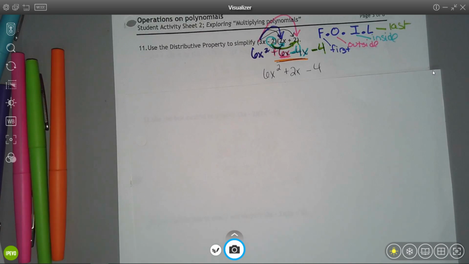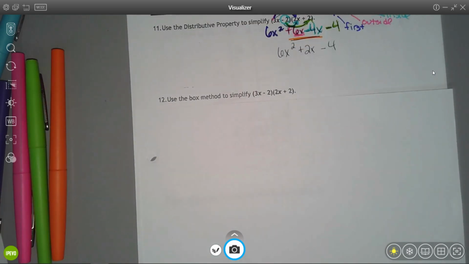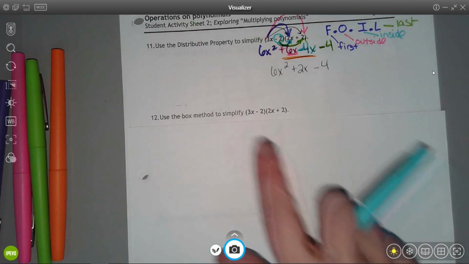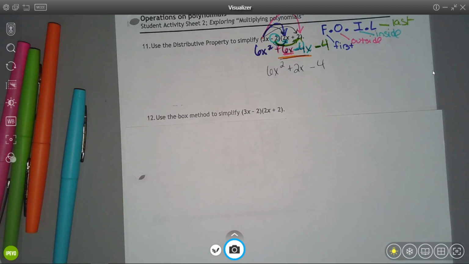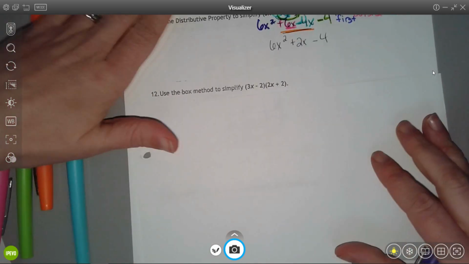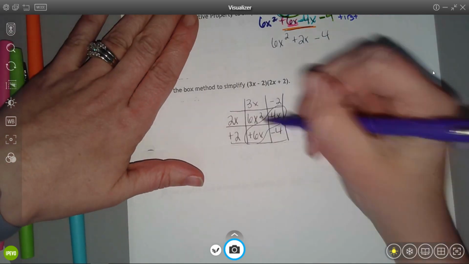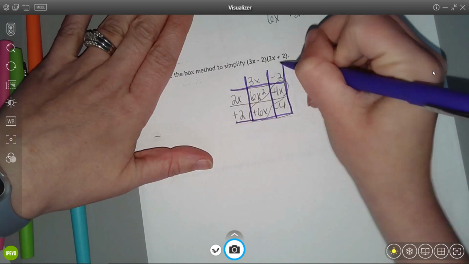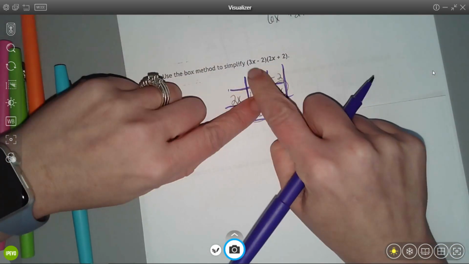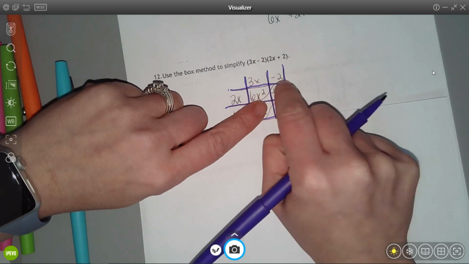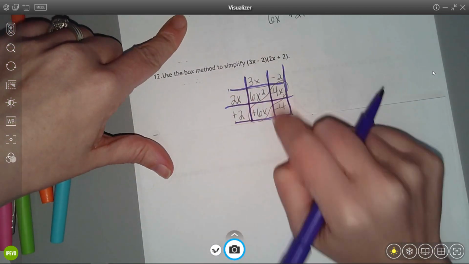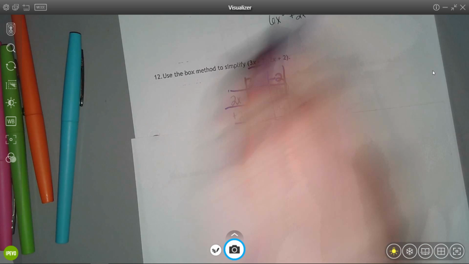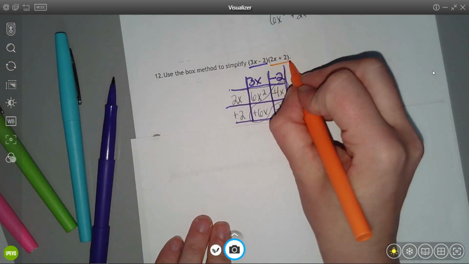But now I'm going to show you guys a different way to do this problem, and that's what we call the box method. Because up here we may forget some things or what went where, the box method is actually fairly simple. It's going to guarantee that we multiply everything to everything, okay? And all we do is we make a nice box. Now it does not matter what set goes on which side, as long as this entire set goes either here or here. You can't mix and match, okay? So I put my 3x minus 2 on top, and I put my 2x plus 2 on the side.